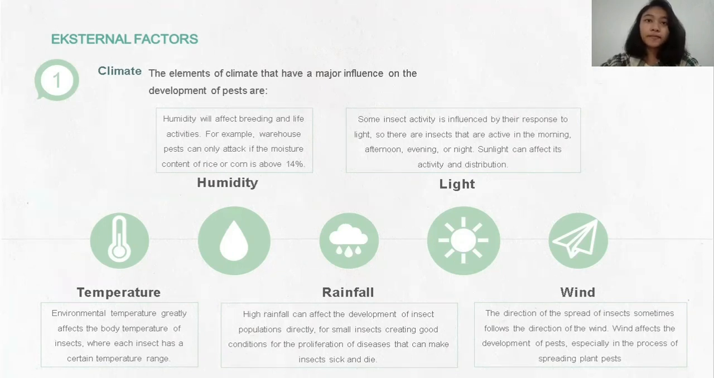Third is temperature. Environmental temperature greatly affects the body temperature of insects, where each insect has a certain temperature range. The fourth is rainfall. High rainfall can affect the development of insect populations directly. For small insects, it creates good conditions for the proliferation of diseases that can make insects sick and die.